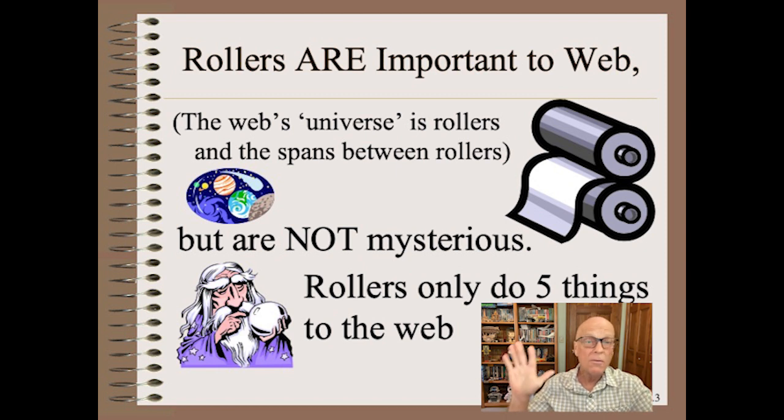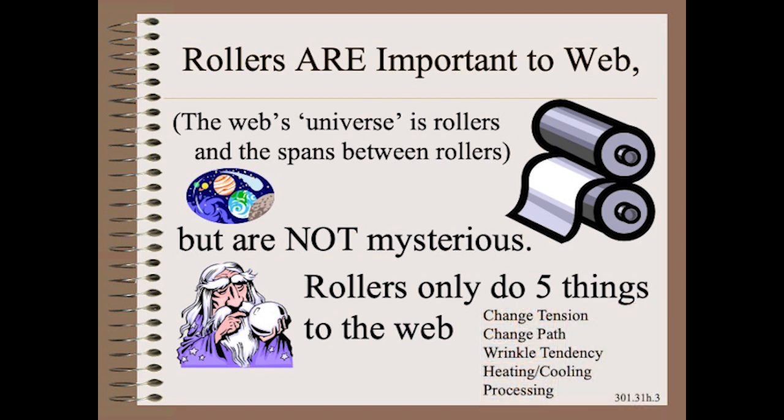They only do 5 things to the web. That is, all rollers change tension, all rollers change path, all rollers affect the tendency of wrinkles, and some rollers heat or cool the web, and some rollers do processing. Each of these 5 items is a chapter-length discussion somewhere.